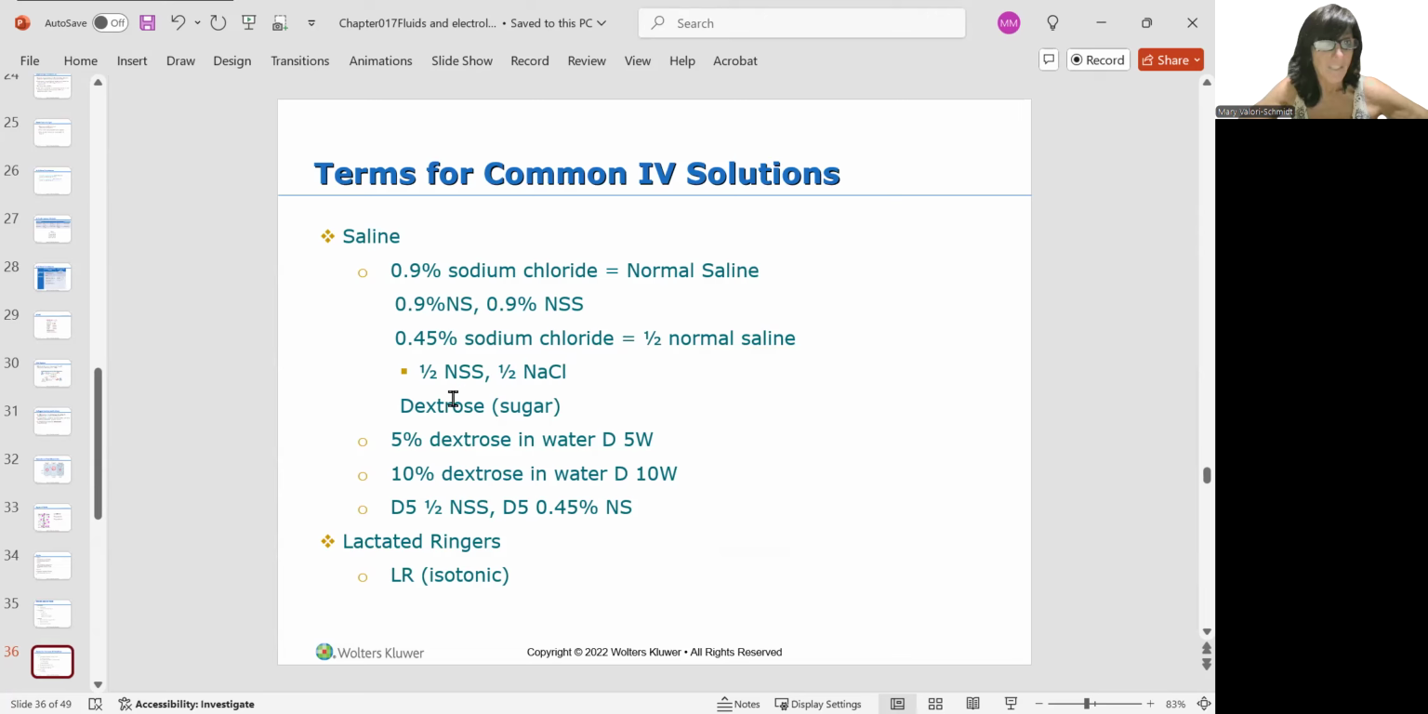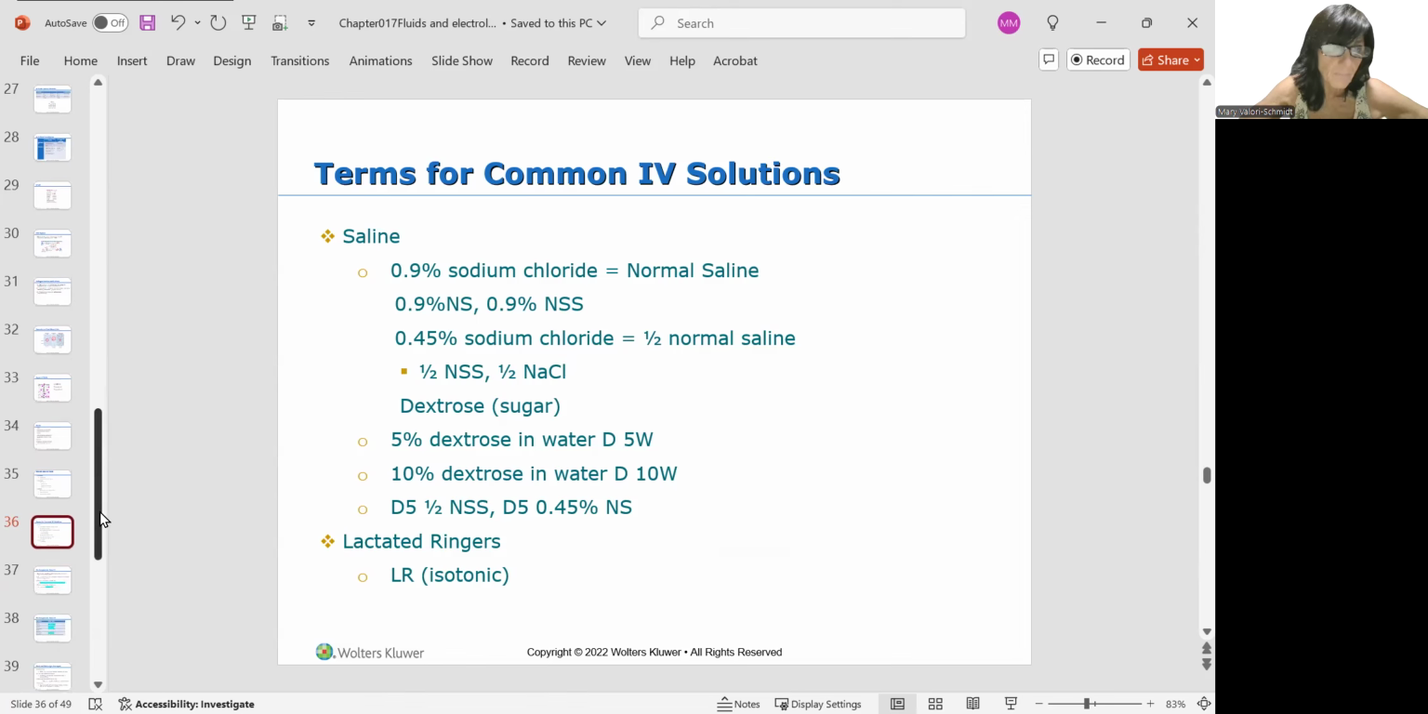Or you could have dextrose, which is a form of sugar, right? You could have D5W, 5% dextrose in water. You could have D10W, 10% dextrose in water. Or you could even have D5 half normal saline, which is 5% dextrose in half normal saline, or 0.45% normal saline. Okay. And then lactated ringers. Lactated ringers is an isotonic solution. So is the normal saline. Okay. Just FYI.